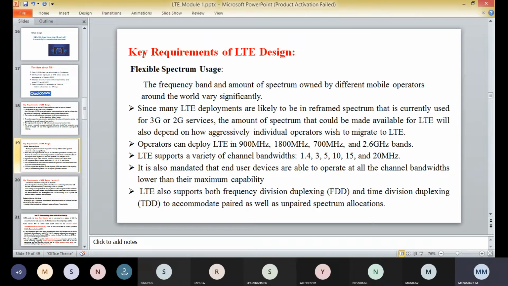So that is the key enablers for LTE features. So here are some of the key requirements of the LTE design. The first one is flexible spectrum usage.